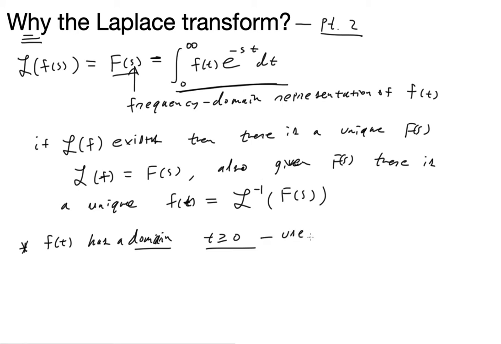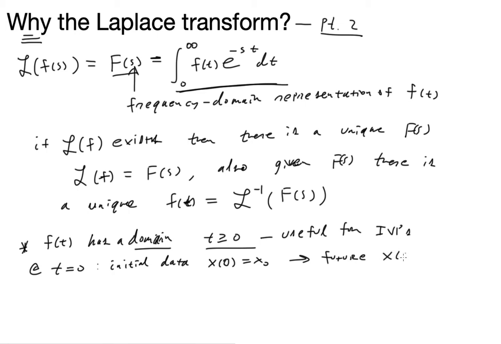And this is actually useful for initial value problems because typically, we want to know what happens. We have initial data, x of 0 is equal to x0, and we want to know what happens in the future, x of t, right? So that initial data corresponds nicely to the domain the functions that we're dealing with are on.